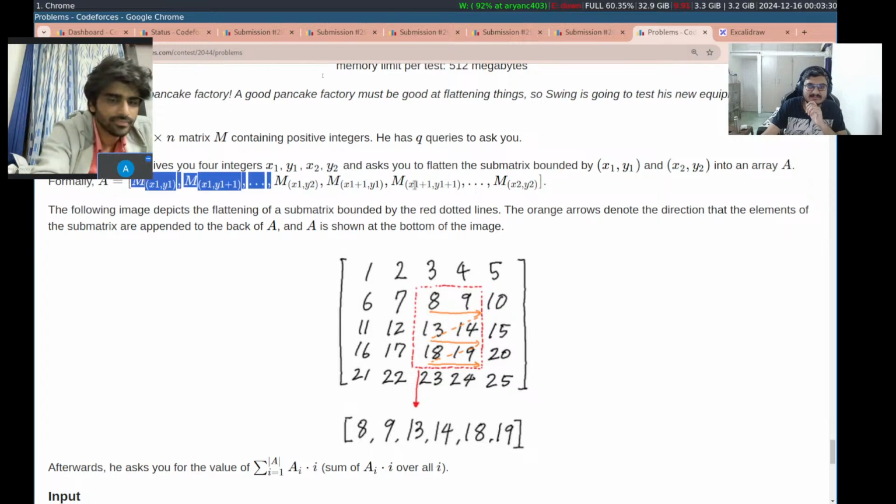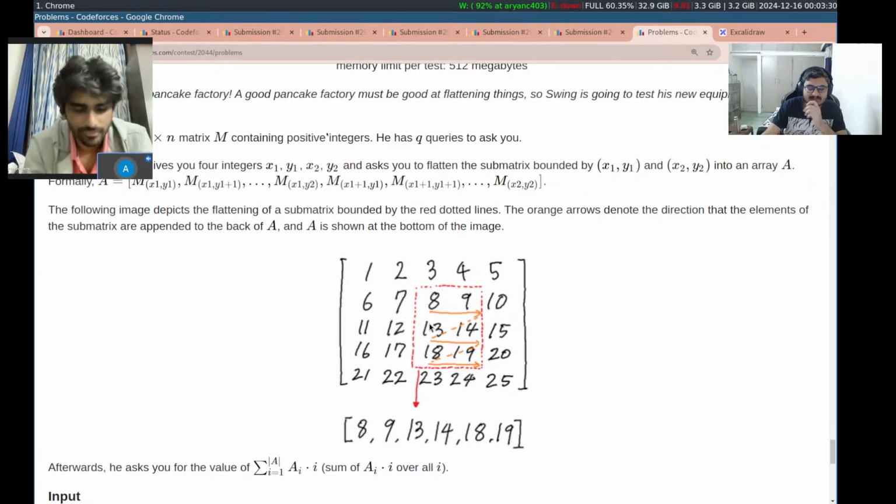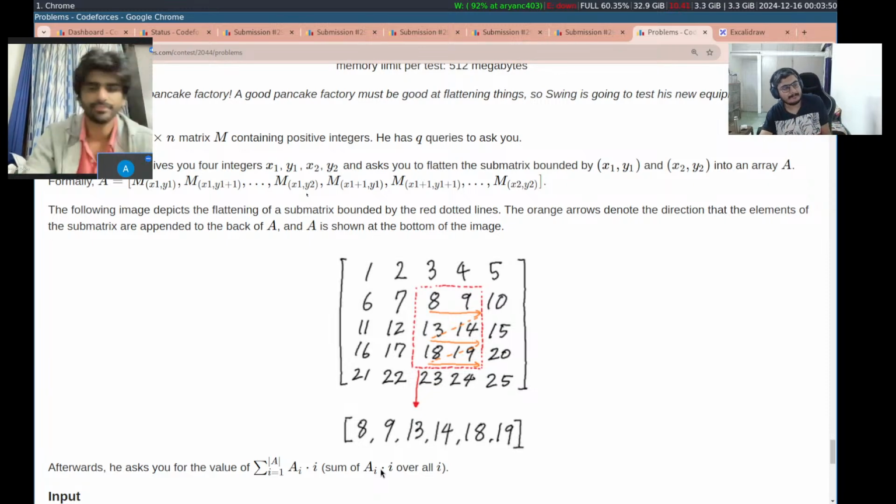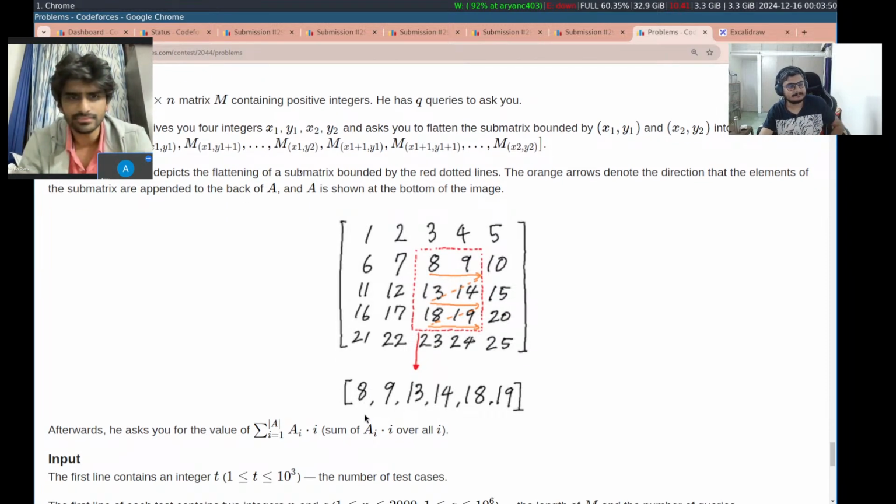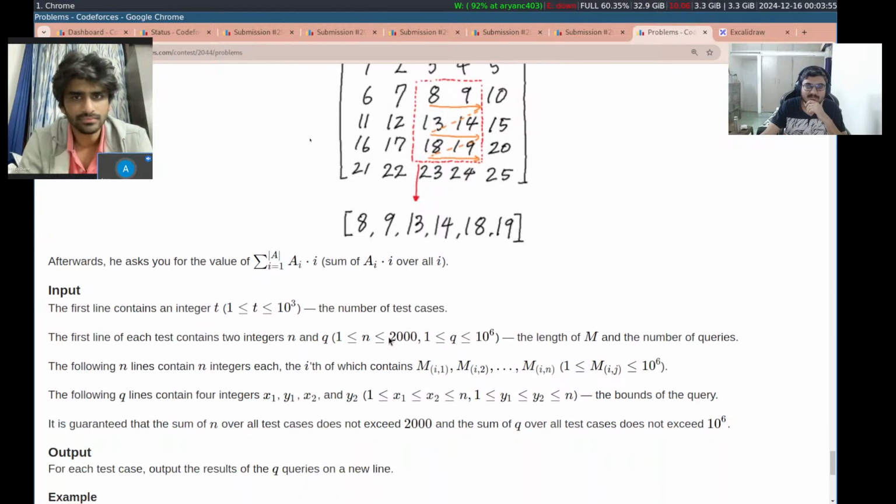This is some way to give it. The idea is clear from this image. If you look at this submatrix and flatten it out, the array becomes 8, 9, 13, 14, 18, 19. Afterwards, you have this array and you have to find the sum of a_i multiplied by i over all the values. Now n is up to 2000, but the number of queries is up to 10^6.